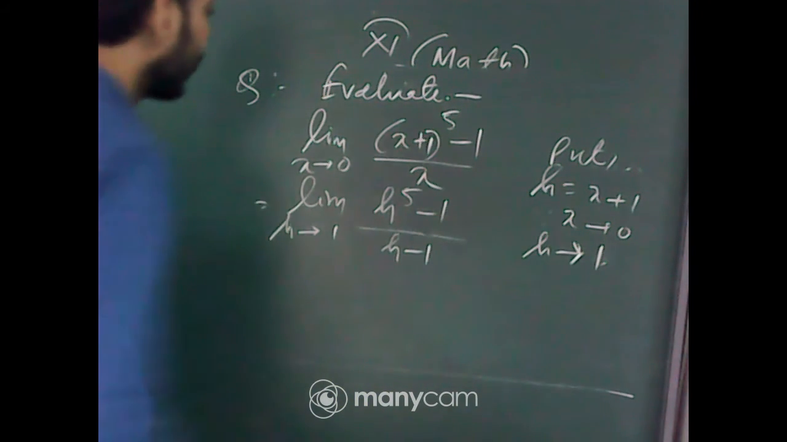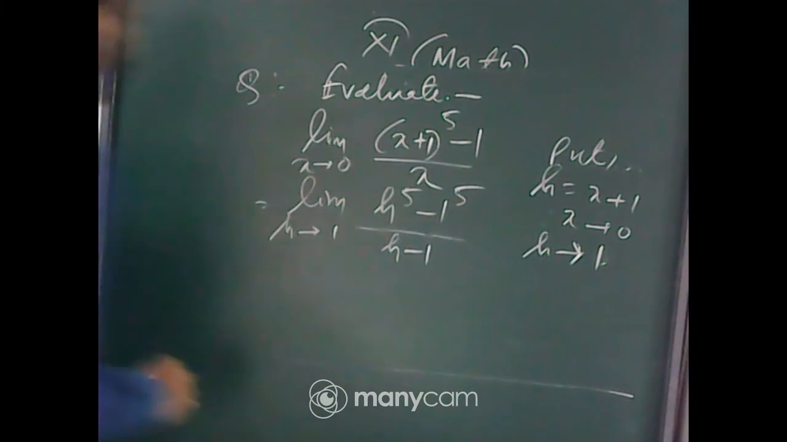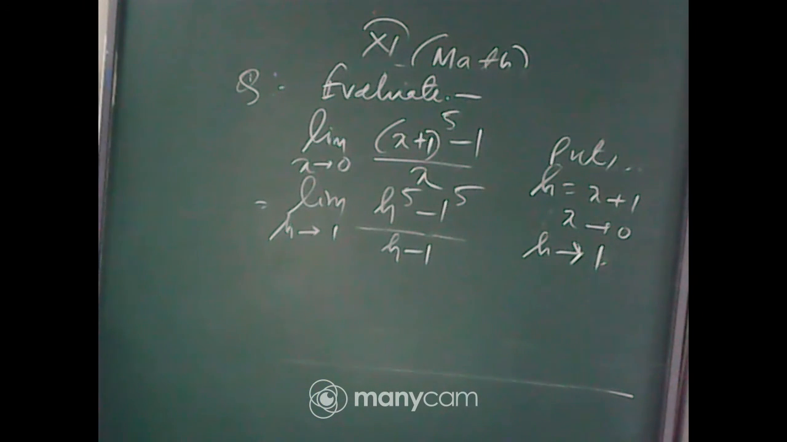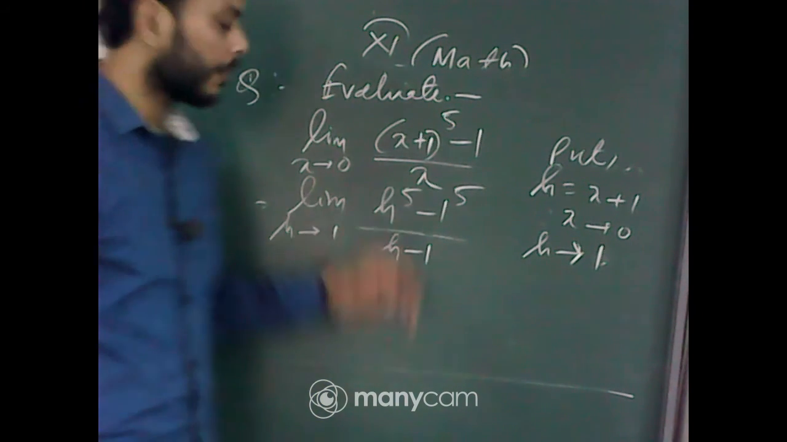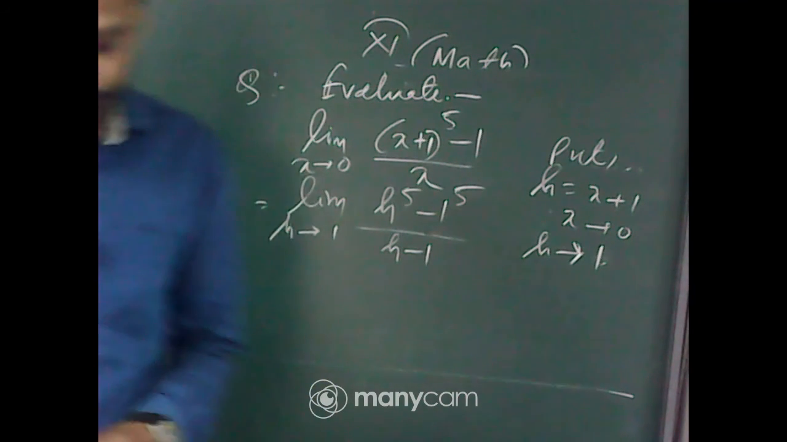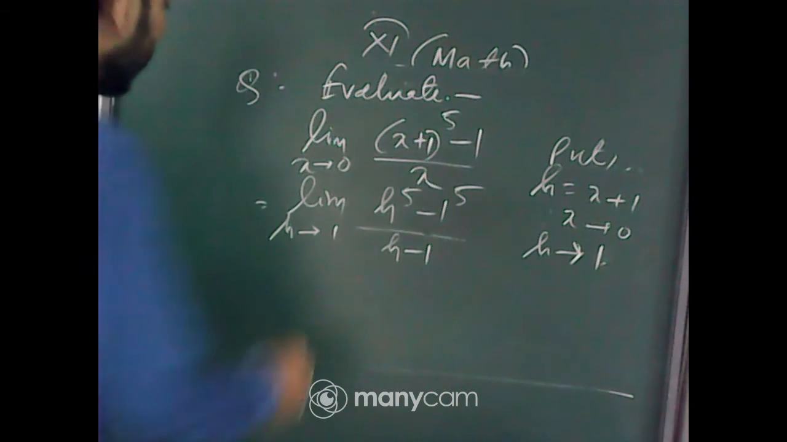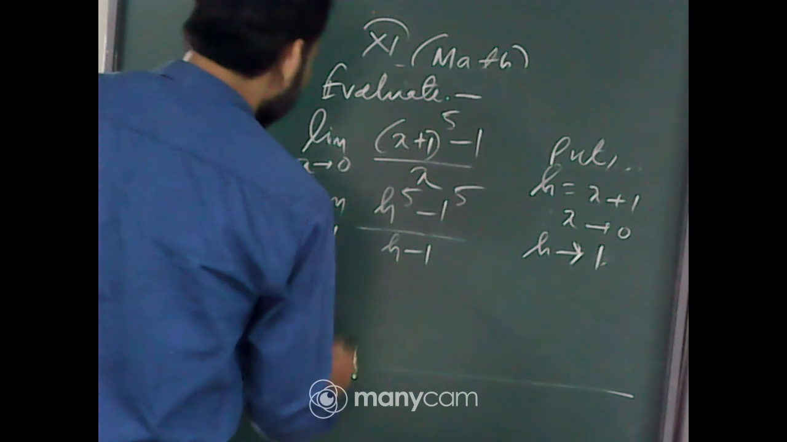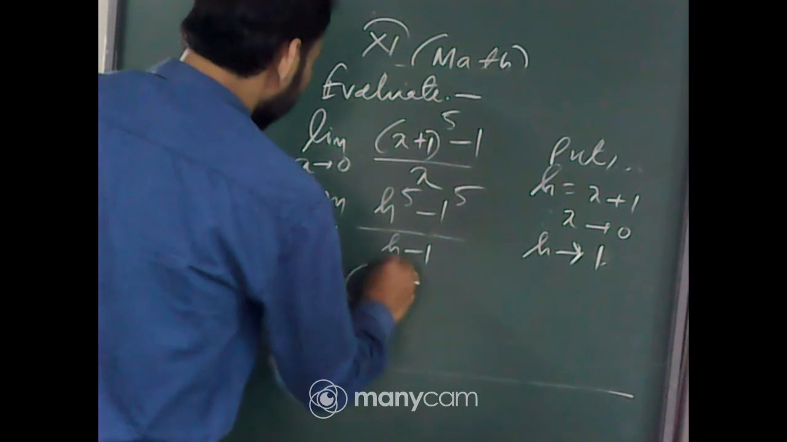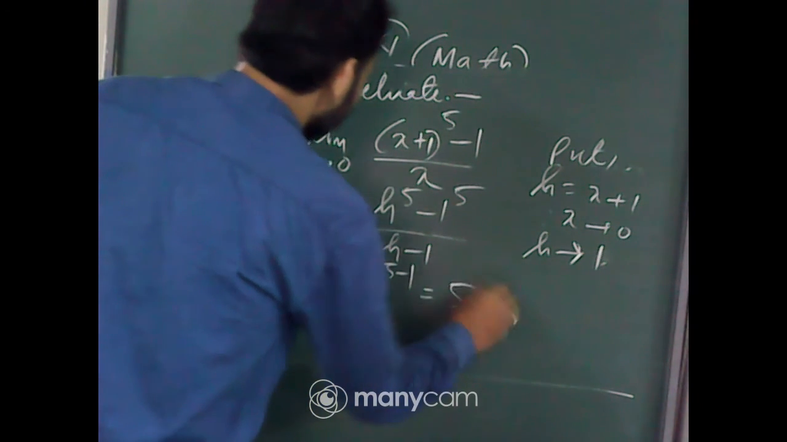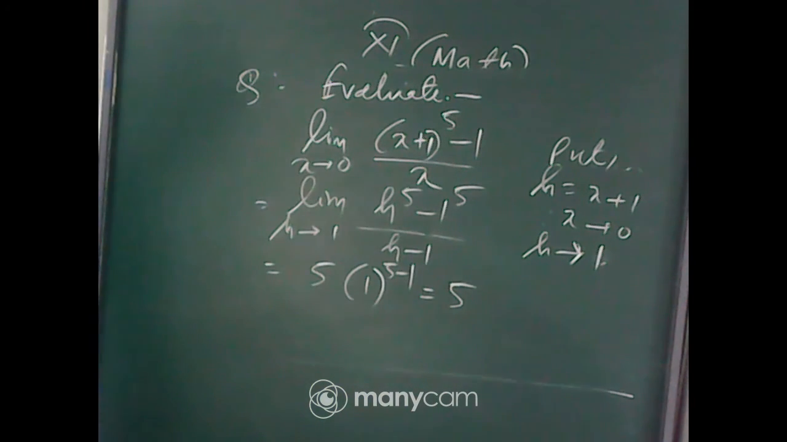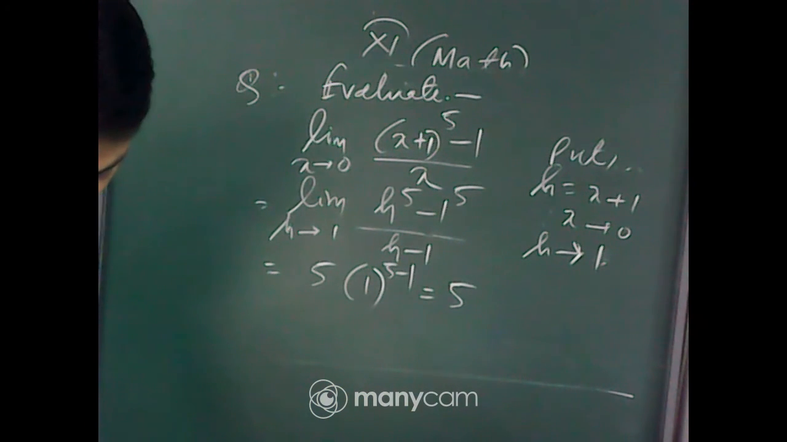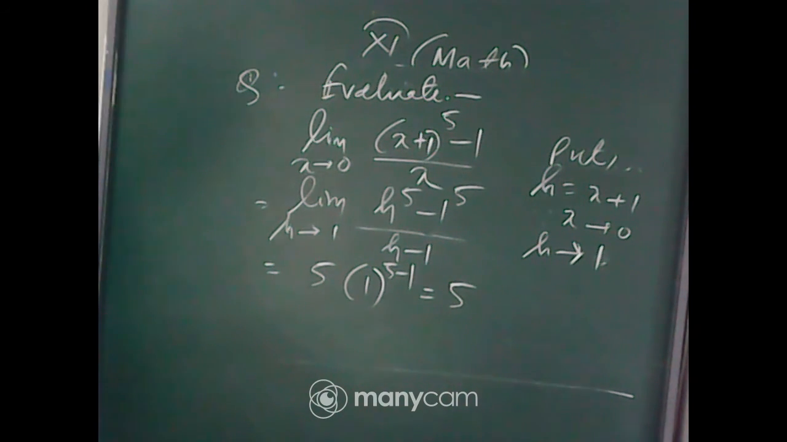Now 1 can be written as 1 to the power 5. So limit h tends to 1, h to the power 5 minus 1 to the power 5 by h minus 1. Now from the formula we know that it will be 5 into 1 to the power 5 minus 1. So it will give you 5, isn't it?